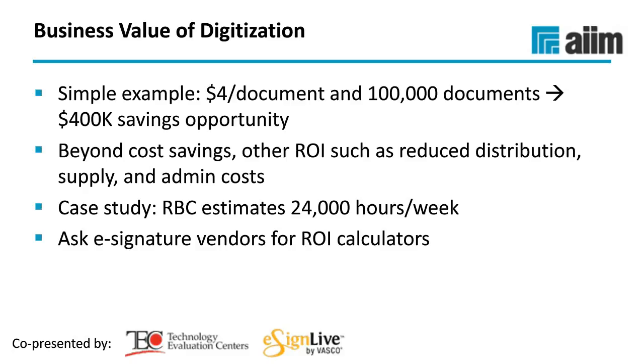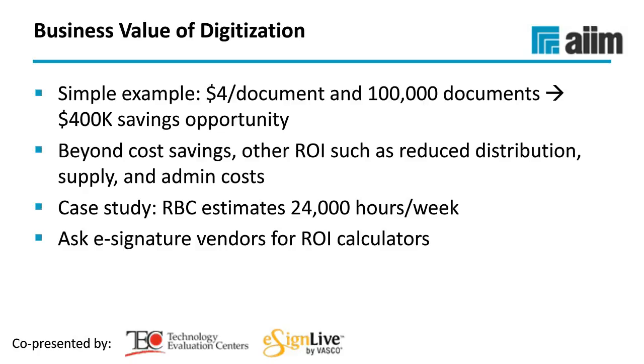Look at just one customer and what their savings have been, the Royal Bank of Canada. They report that their 8,000 financial advisors save some 2 to 3 hours per week after digitizing the account processes. This adds up to 24,000 hours per week, which saves them annually some $8 million.